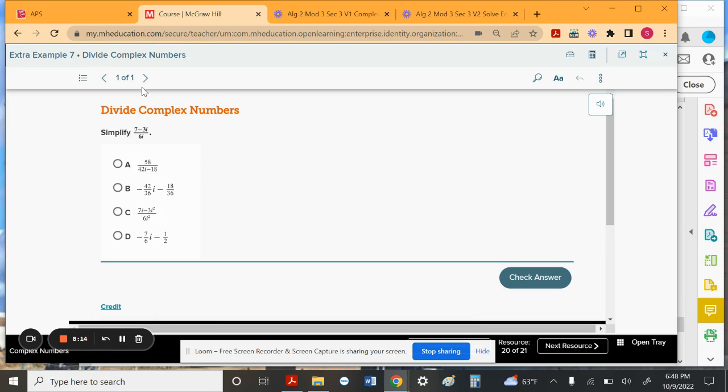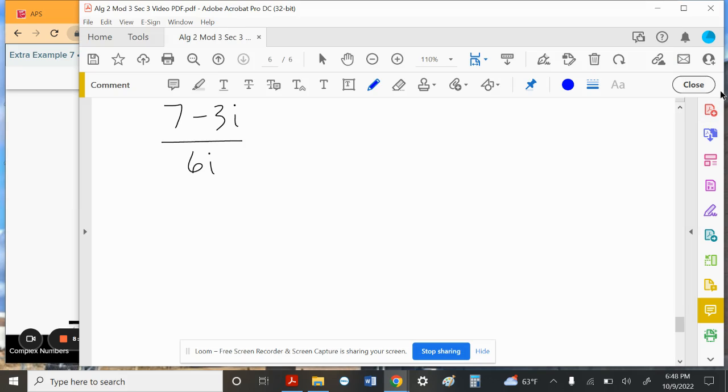Our last problem is dividing complex numbers. So we have 7 minus 3i divided by 6i, and we want to divide those. Now we cannot have an I term in the denominator, so this is what is known as rationalizing the denominator. You can also kind of think of this in a way as 7 minus 3i over 0 plus 6i, where we just change the, notice we just change the sign of the imaginary part in the denominator. Then we multiply top and bottom. That's not an efficient way to do it, having that 0 there.